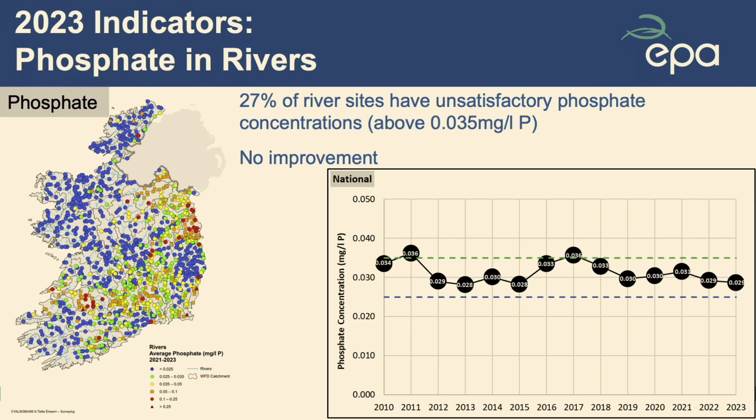Nationally, you can see it hovering between the high and the good, but it's a similar picture to nitrates, perhaps less pronounced. I won't go into the regions in this, but you can see on the map that there are regional problems that need to be tackled.